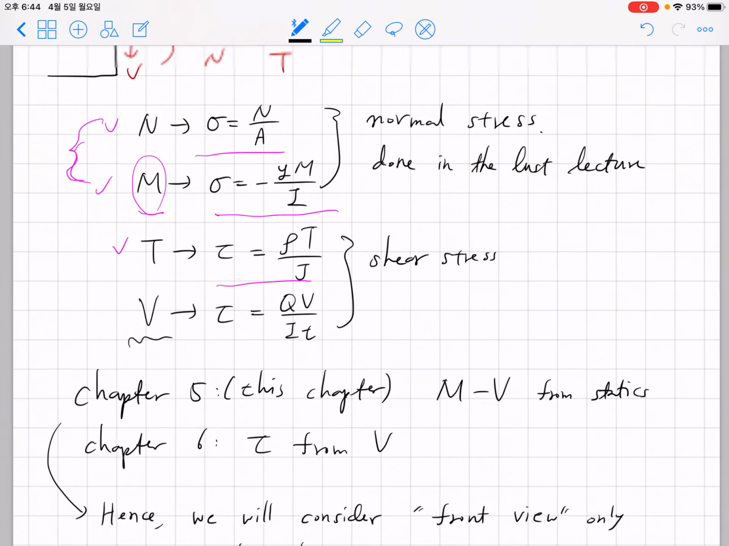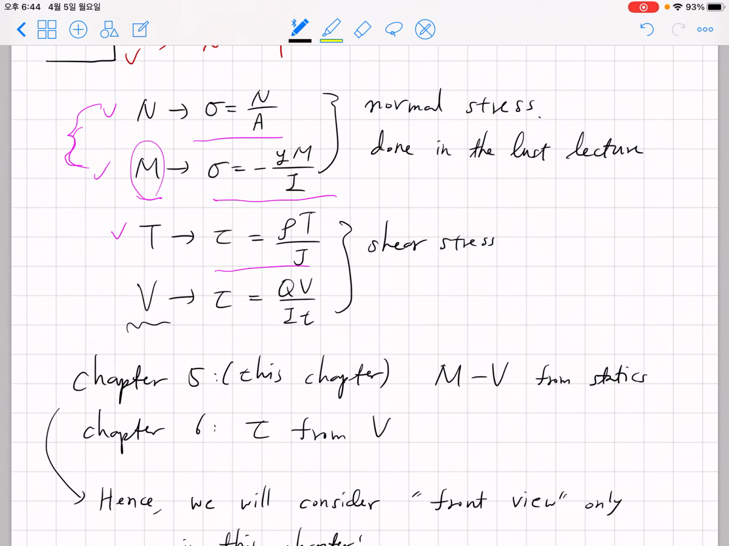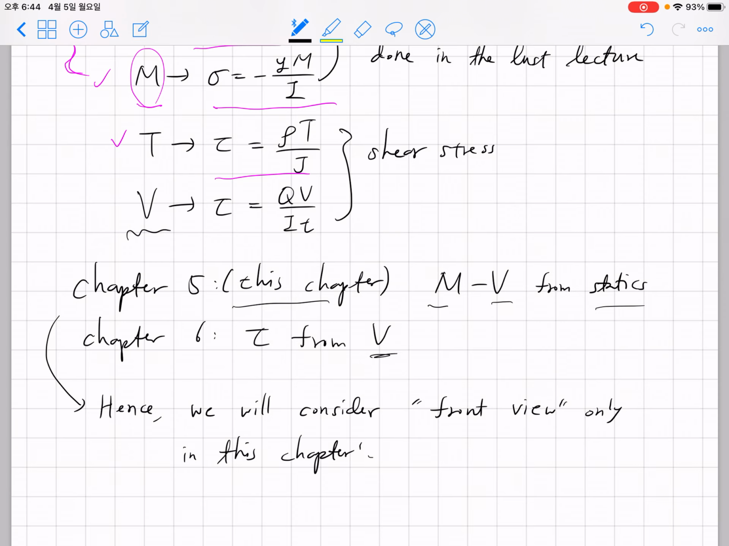Okay, so what we're going to do is follow chapter 5. In this chapter, we will talk about how to obtain moment and shear force as a function of position from statics. I mean, basically freshman physics. Okay, and this will be the coverage of the midterm, and after the midterm, starting from this shear force V, we will try to discuss how we can obtain the shear stress tau out of this.